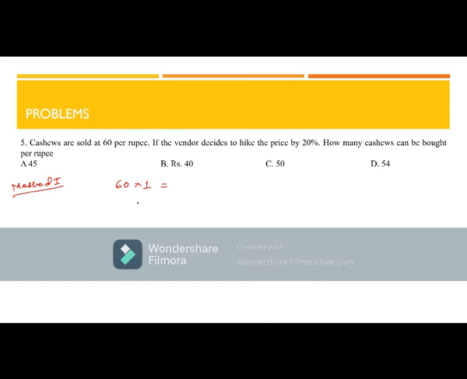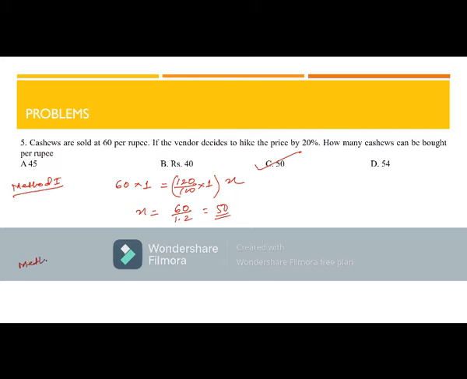Now the price has been hiked by 20%. So 20% more of 1 rupee becomes 120% of 1 rupee. And we have to find the number of cashews. So that becomes n equal to 60 divided by 1.2 equal to 50. So number of cashews sold is 50.